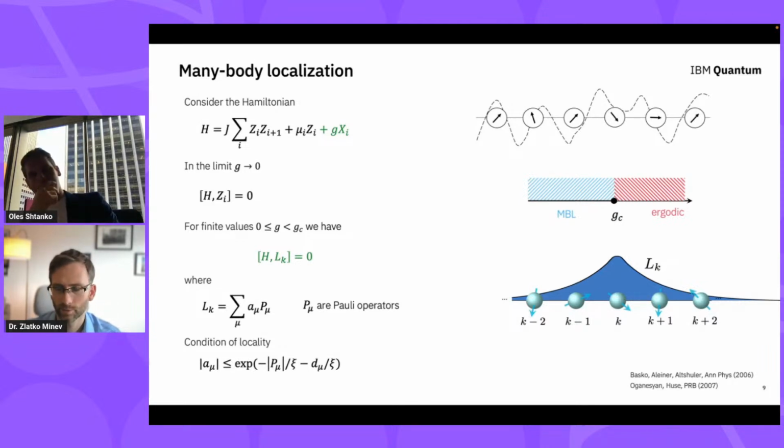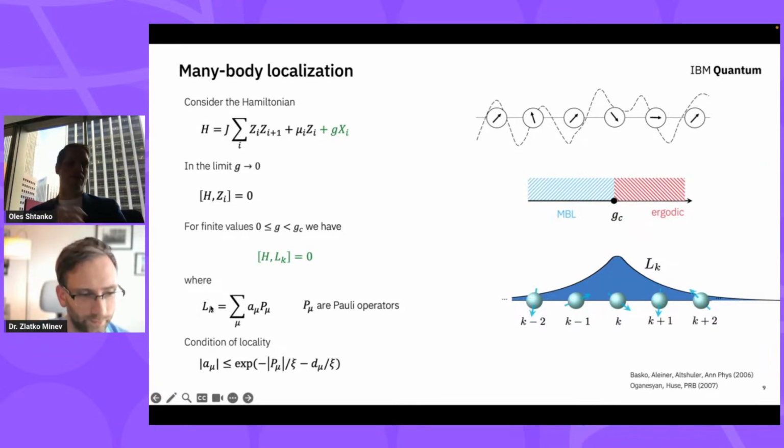Great. And maybe a final question from Jeffrey Berger here. Do the A mu coefficients have to be real? Oh, yes, Hermiticity. Thanks, it's a very nice question. We assume that the L_k are Hermitian operators, like the operators Z, so A mu must be real. If we take a Hermitian conjugate, we get the operator back because Pauli operators are self-adjoint.